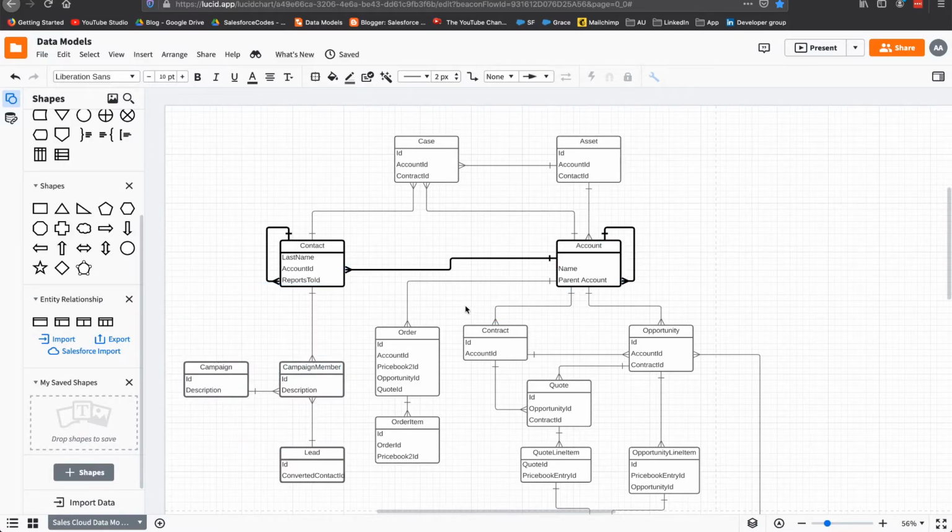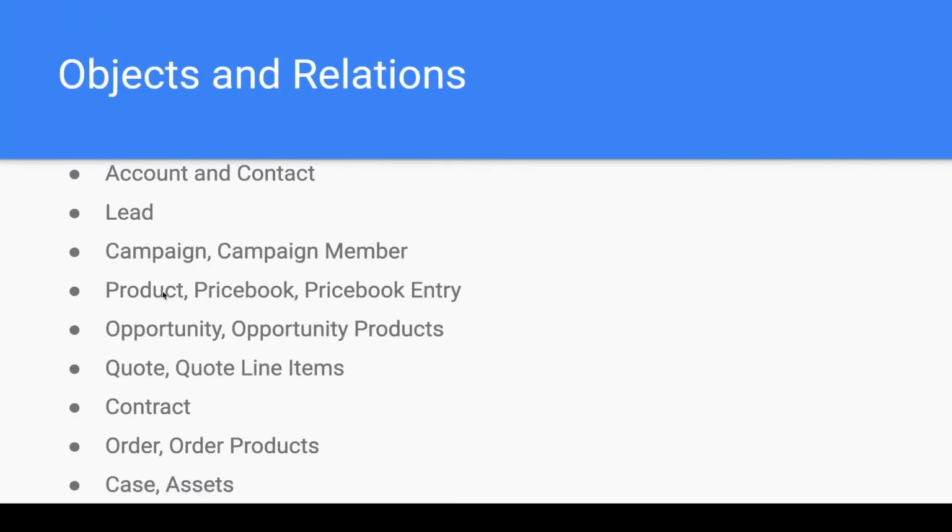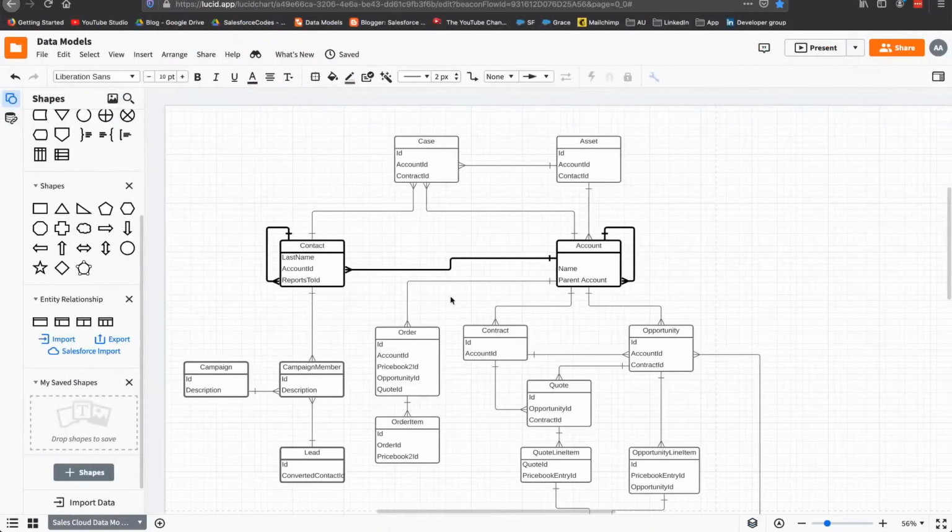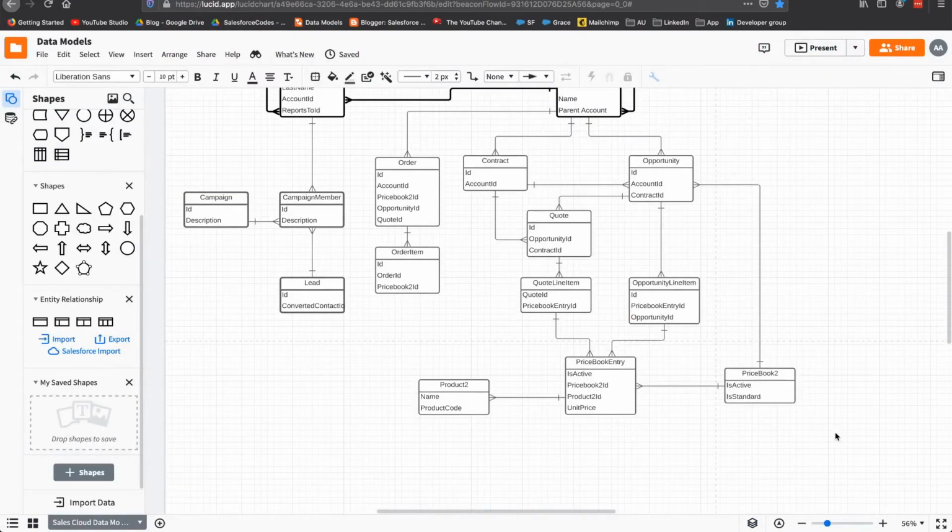Then the next object of interest is how the product, price book, and price book entry are related. Usually opportunity is more important, but in order to understand opportunity, you need to first understand how product, price book, and price book entry are configured. So if we go here, you can understand that. Just to consider these objects.